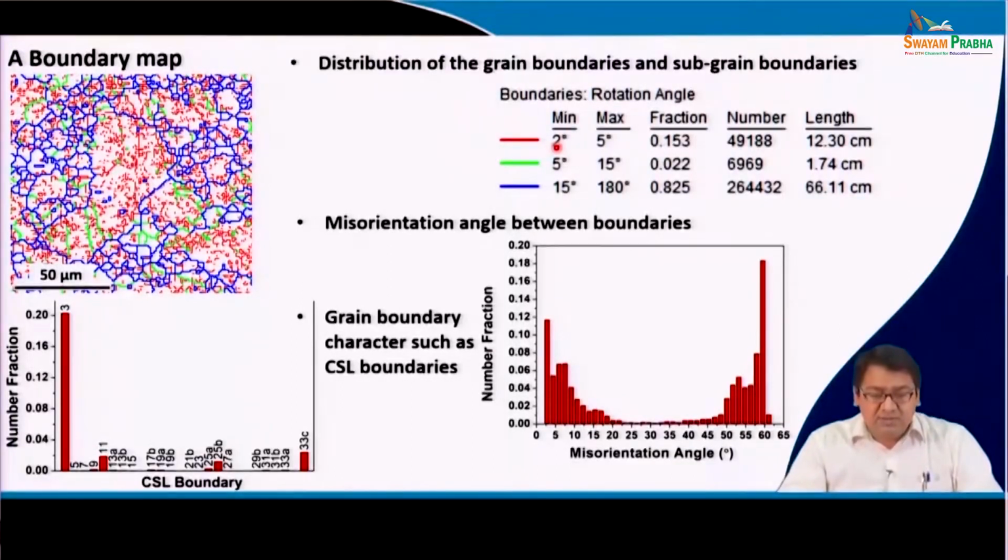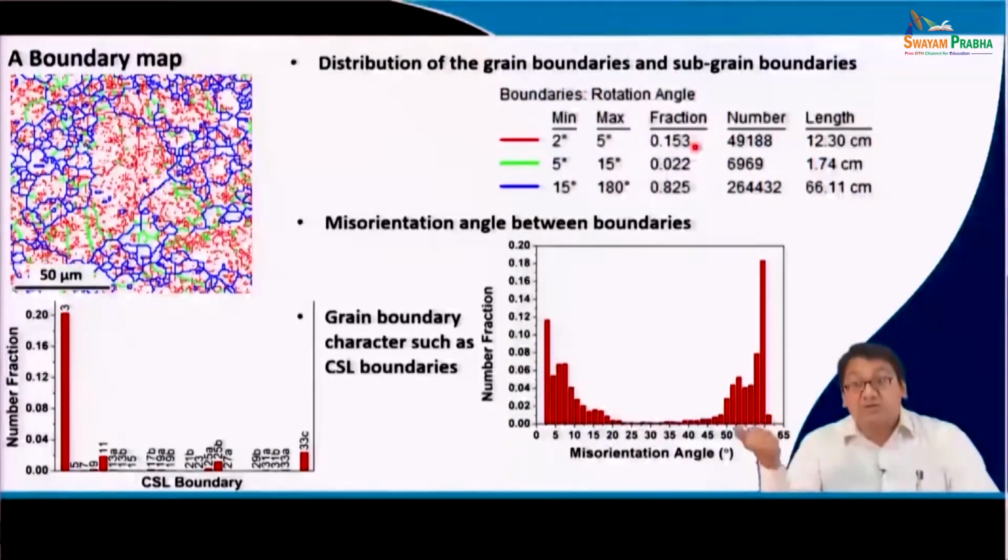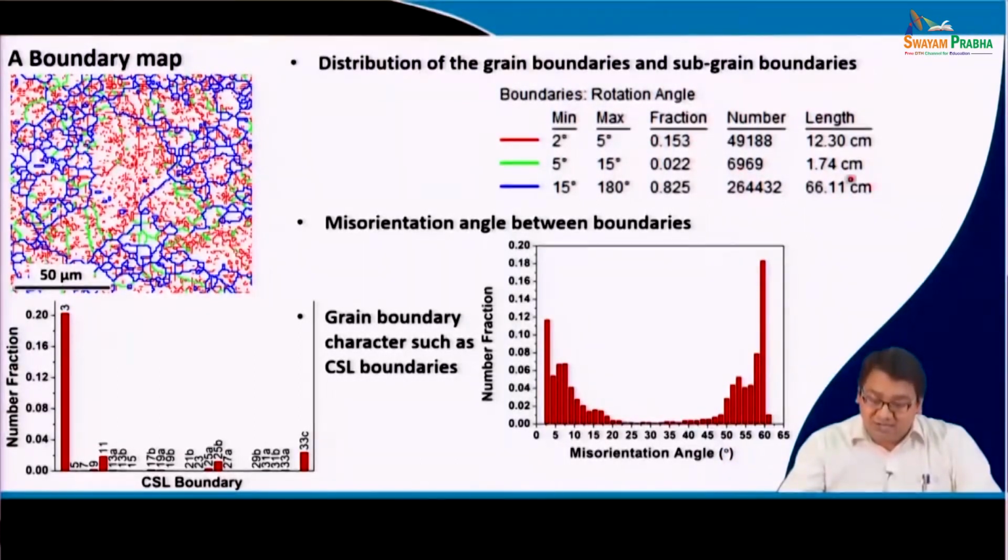So, you see that we can map the boundaries and color them, that is, quantify them on the basis of their misorientation. We can say that the 2 to 5 degree boundary fraction is 0.15, the 5 to 15 degree boundary fraction is 0.022, and the 15 degree and higher angle boundaries are 0.825, and we can give the number of the boundaries and the length of the boundaries in micrometer, in centimeter, etc.